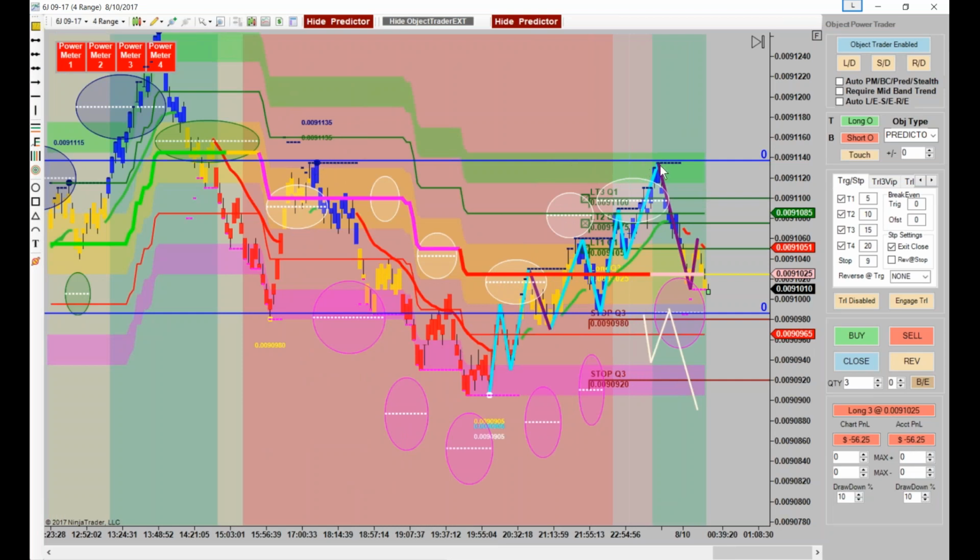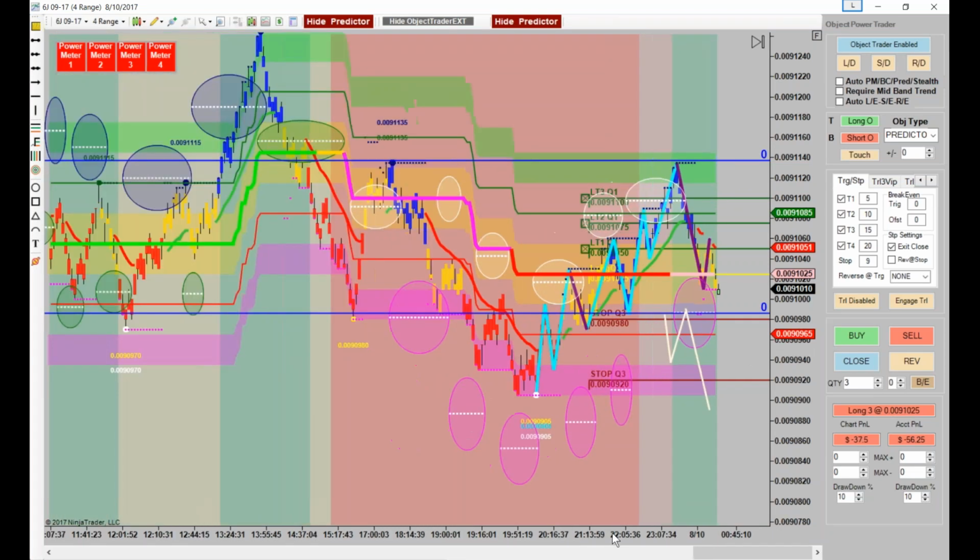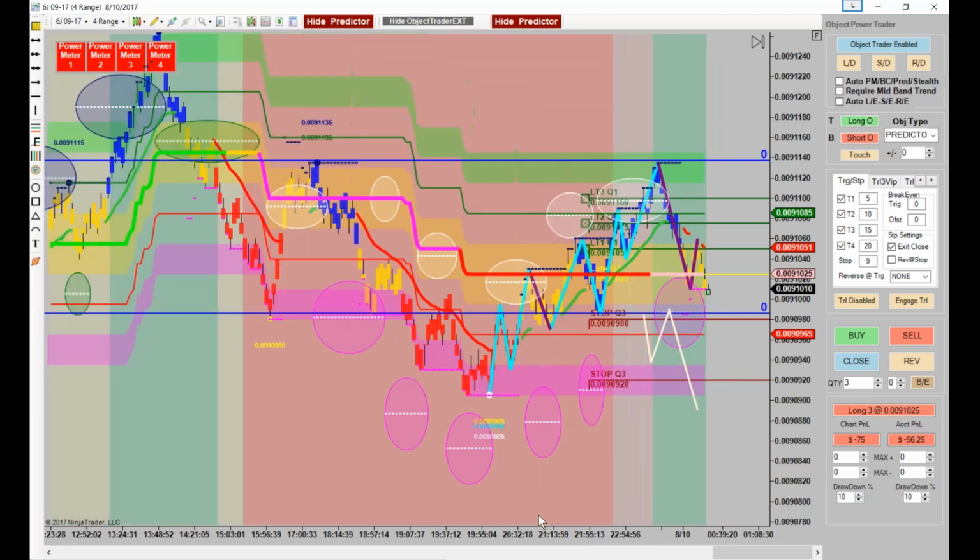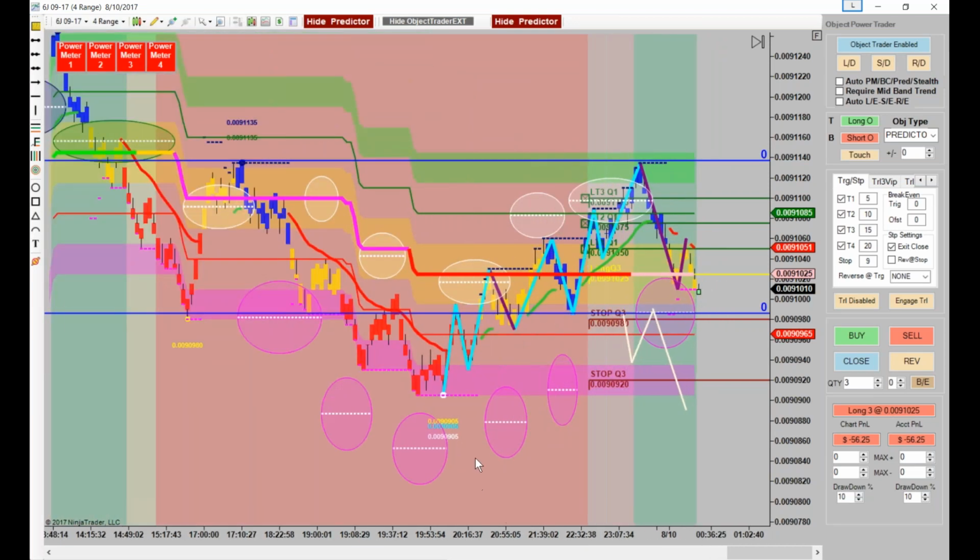For instance, this has already hit this one twice, so it may just blow through it. We'll find out. But it could also hit its head and roll over again and test, just like they do when they're in a range. Okay, does everybody know how to turn predictor on? Because the way you do it is the way I just did it.